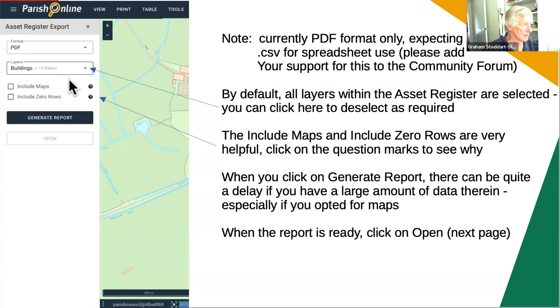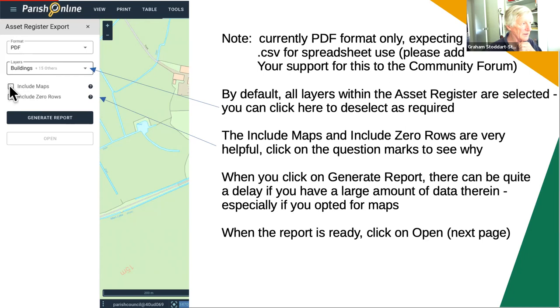So they would still exist. They just wouldn't be exported. Exactly. You're not doing any damage to anything. This is purely what's going to go into the report. Similarly, by default, it does not include maps. But if you click on here, you get the map position of every single asset printed out as a map.